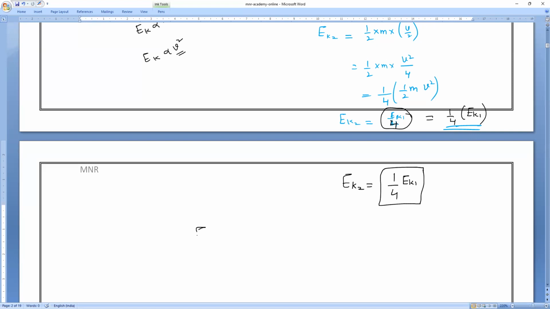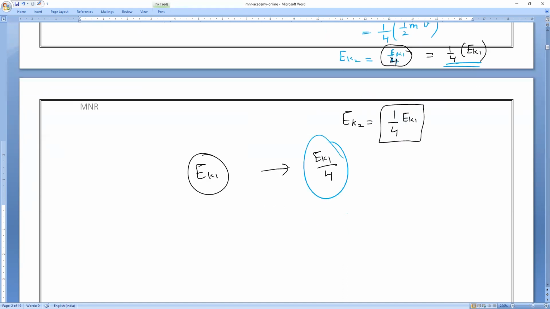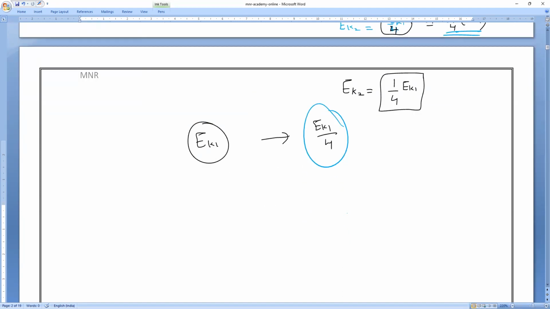Initially you are having EK1. Now finally you got EK1 divided by 4. So what is the loss of energy? Anybody? Decreases by how much remaining? 4. So what is this? Decreases by how many? How much times? 3 by 4 times.